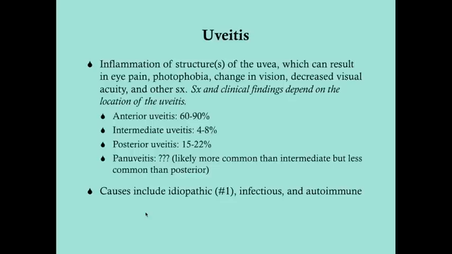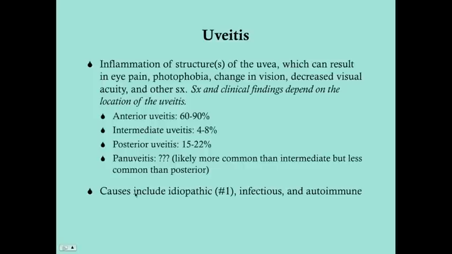So anterior uveitis, which is by far the most common form of uveitis, makes up about 60 to 90% of cases. Primarily this is affecting the anterior chamber, the aqueous chamber. Intermediate uveitis affects the lens, the posterior chamber, the ciliary body. That makes up the minority of cases, about 4 to 8% of cases. Posterior uveitis affects the choroid and the retina. That makes up about 15 to 22% of cases. Panuveitis, I couldn't get a number on, but it's probably somewhere in between posterior uveitis and intermediate uveitis. So more common than intermediate uveitis, but less common than posterior uveitis.